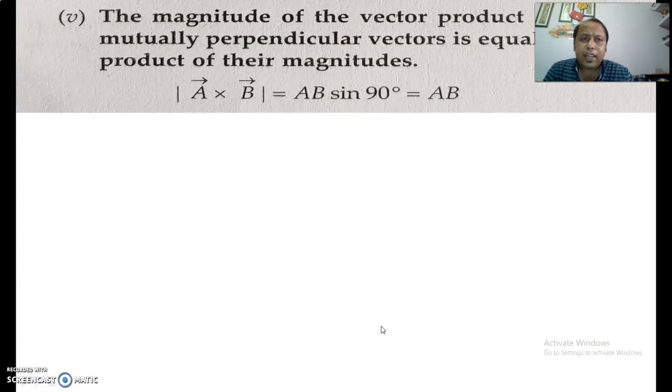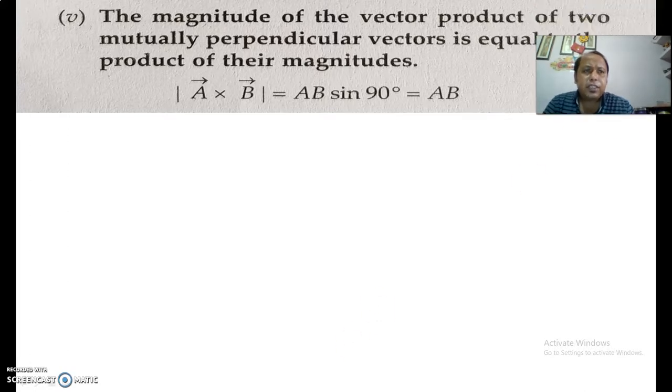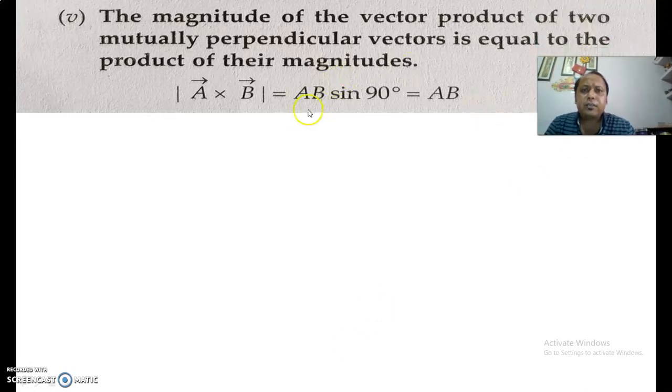Fifth point, the magnitude of the vector product of two mutually perpendicular vectors is equal to the product of their magnitudes. Obviously it will be so because the angle is 90 degree and sine 90 is 1. So A cross B will be AB only. We are taking the magnitude only, so that's why a modulus sign across this A cross B term is taken.